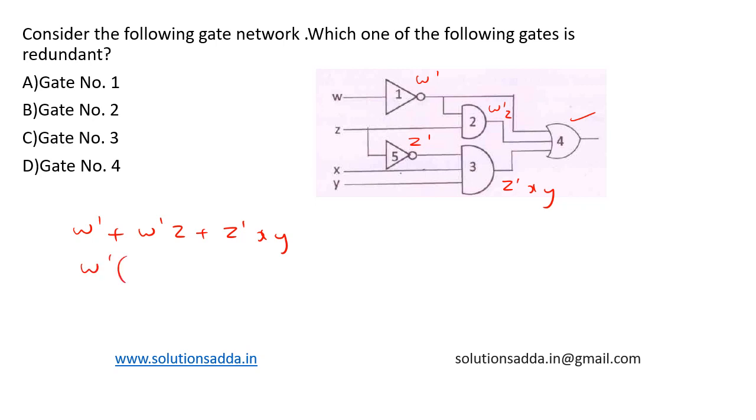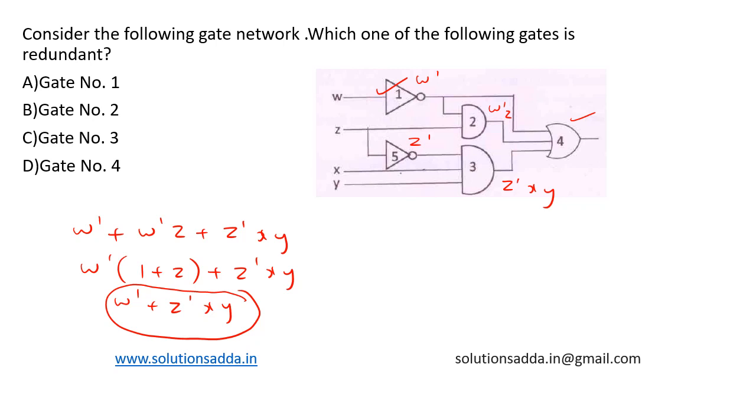We can take W bar as common: W bar times (1 plus Z) plus Z bar XY, which is equal to W bar plus Z bar XY. So this is the final output. So W bar is relevant, so gate 1 is relevant. Z bar XY is there. Z bar is produced by gate 5 and XY is produced by this, so this is also relevant. So W bar Z is not present in the output, and it is not affecting the output as well. So gate 2 is irrelevant here, so it is redundant. Option B, gate 2 is redundant here, and it is the correct answer.